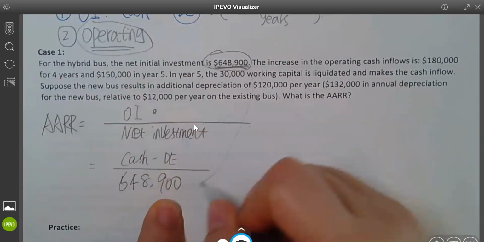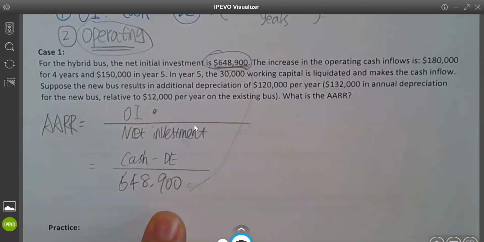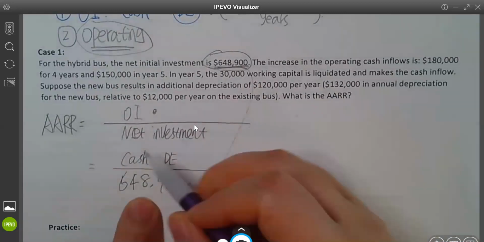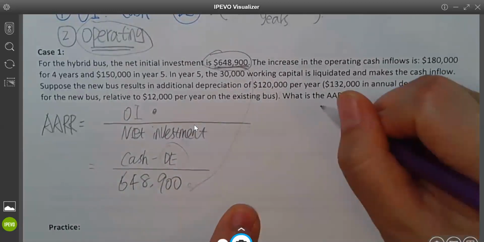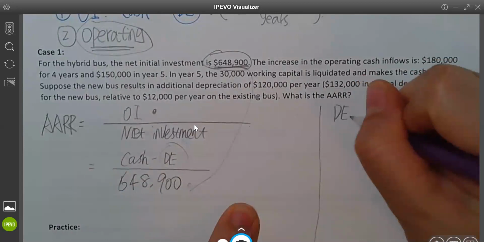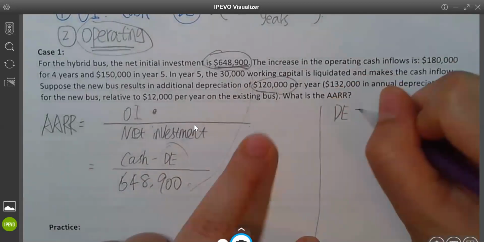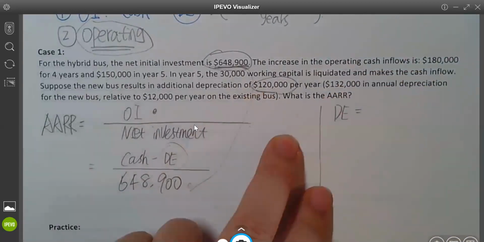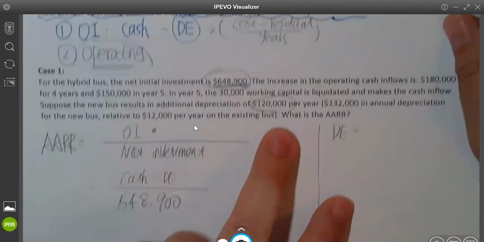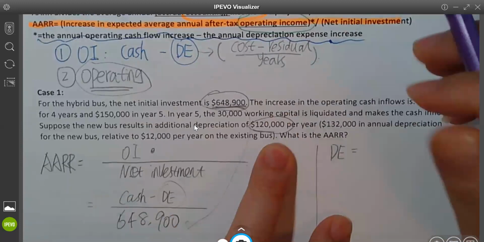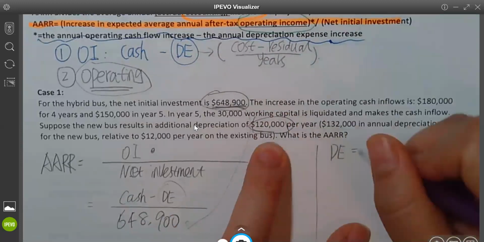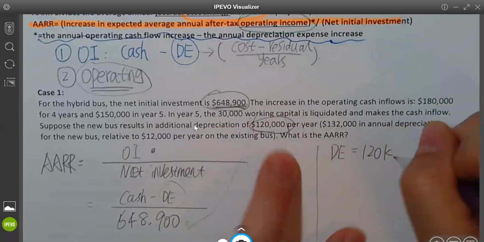It's already told you, so I'll just put the number 648,900. Everybody knows how I get this number. And then we need to get the depreciation expense. Depreciation expense is already told you there. You don't need to calculate, but in other situations, you have to calculate. Very straightforward: the initial cost minus residual divided by years. Here, I already told you depreciation expense is 120,000 every year.